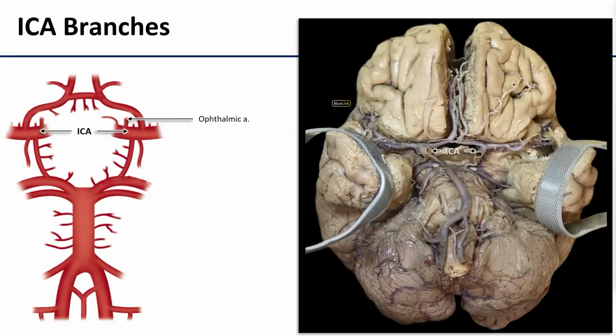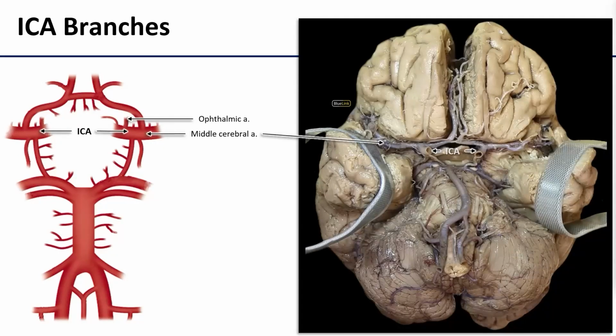So the first branch off the internal carotid is the ophthalmic artery. And just because I said you can follow along on both, we can't actually see this on the photographic image. There's a very small artery that branches off and travels with the optic nerve into the orbit to supply the eye and the extraocular structures.